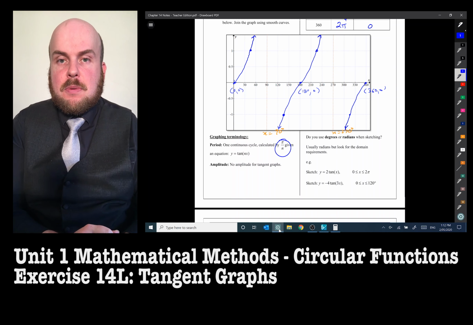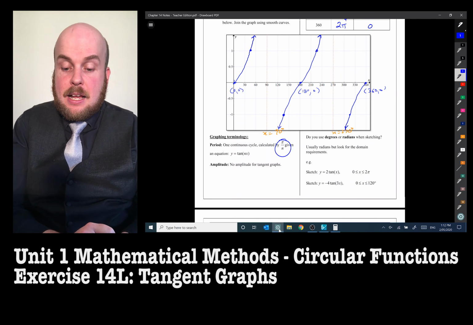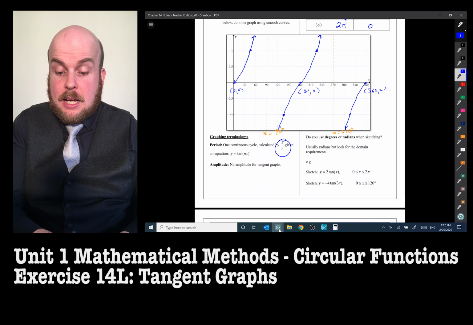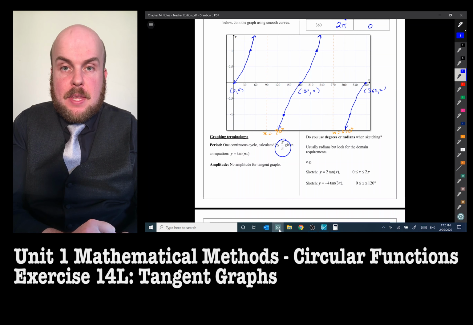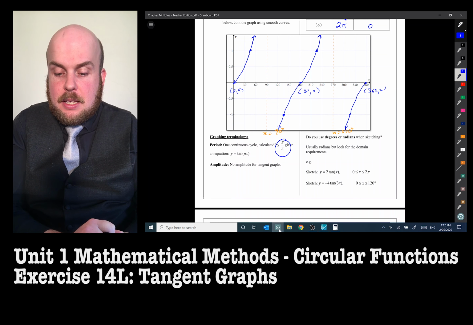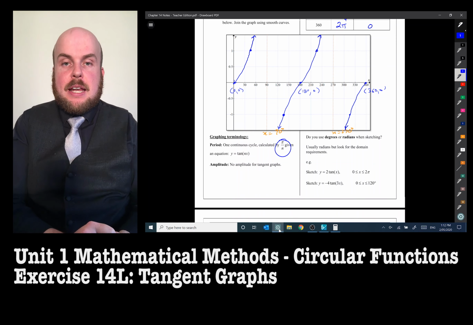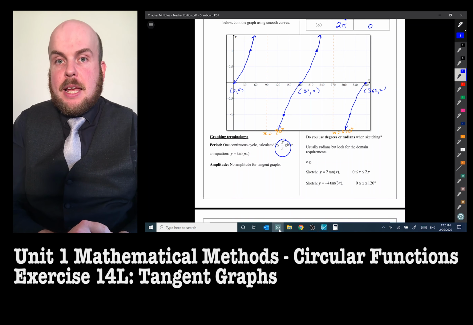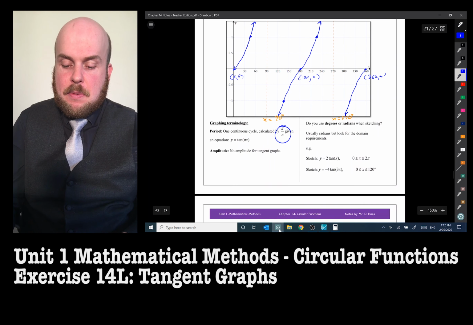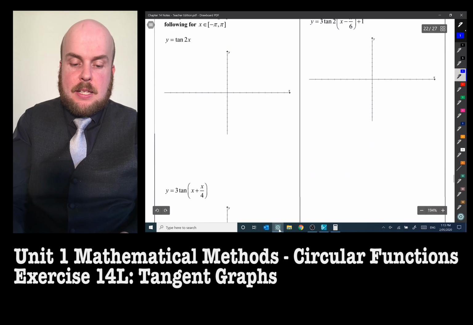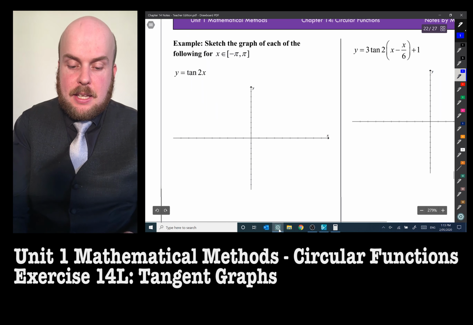So for instance, in this first one, the period is equal to 180 divided by n, and n in this instance was 1. So at every 180 degrees or every pi, there was an x-intercept. But you'll see that when we get onto these things. So we've got tan 2x here. So the period is equal to pi over 2.